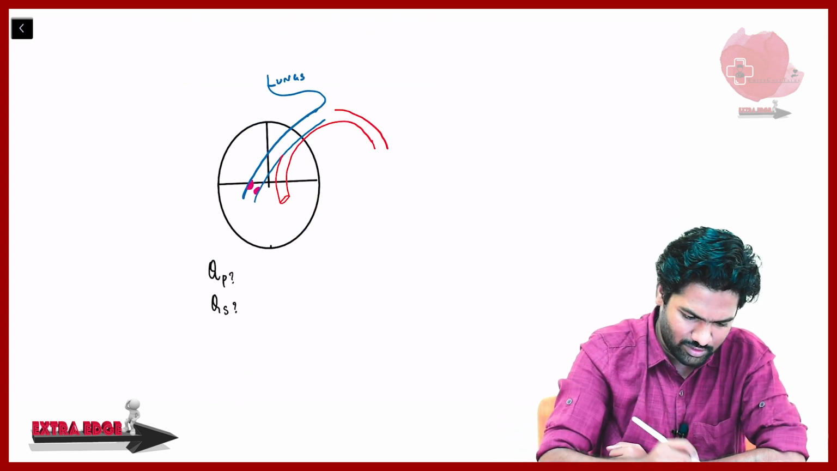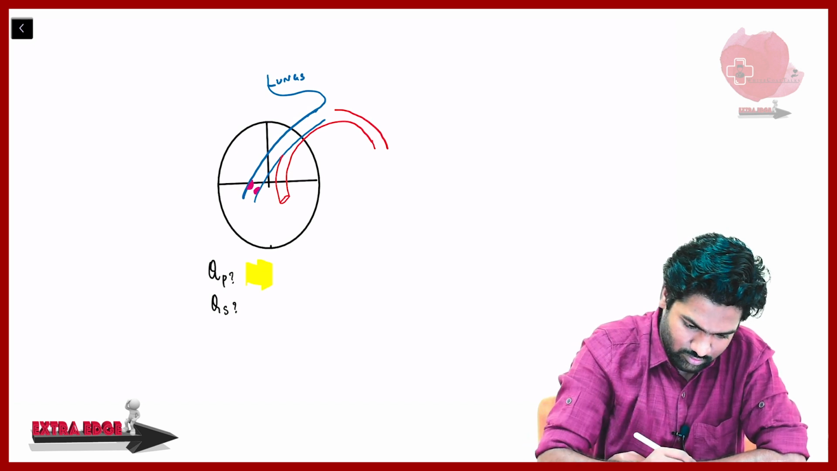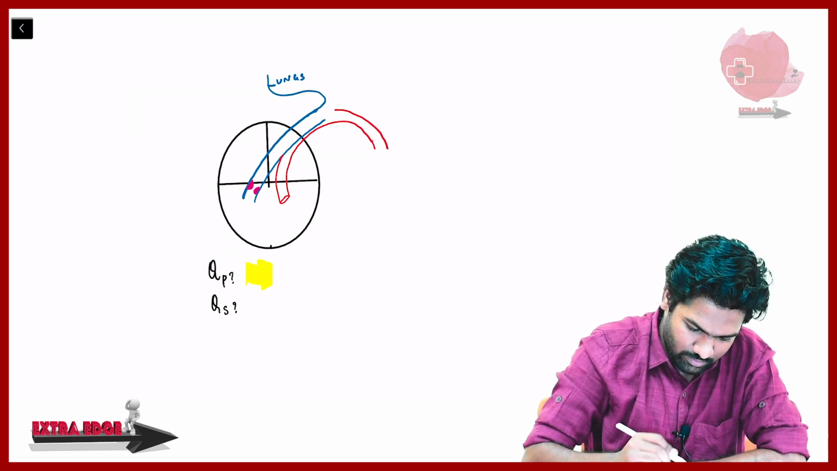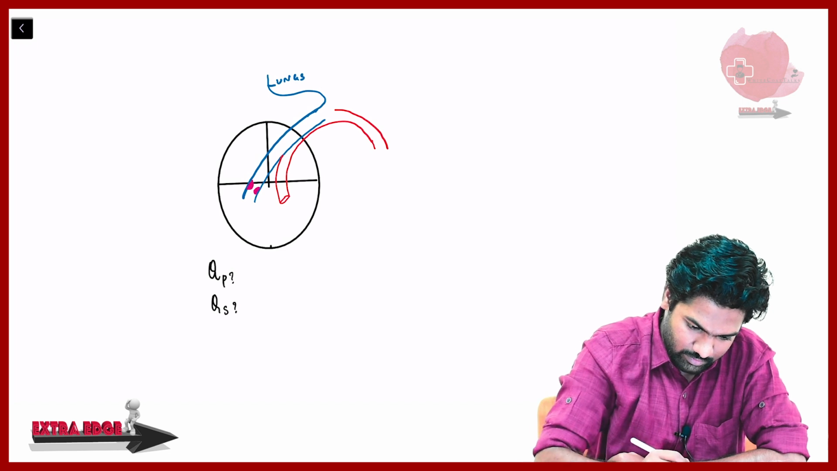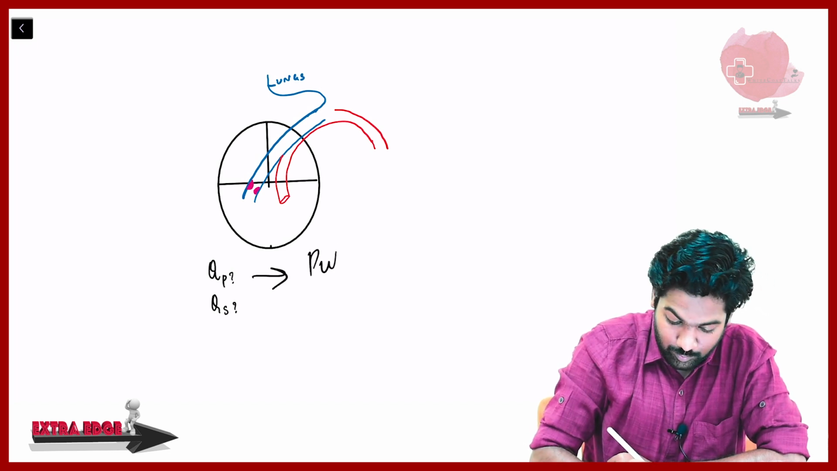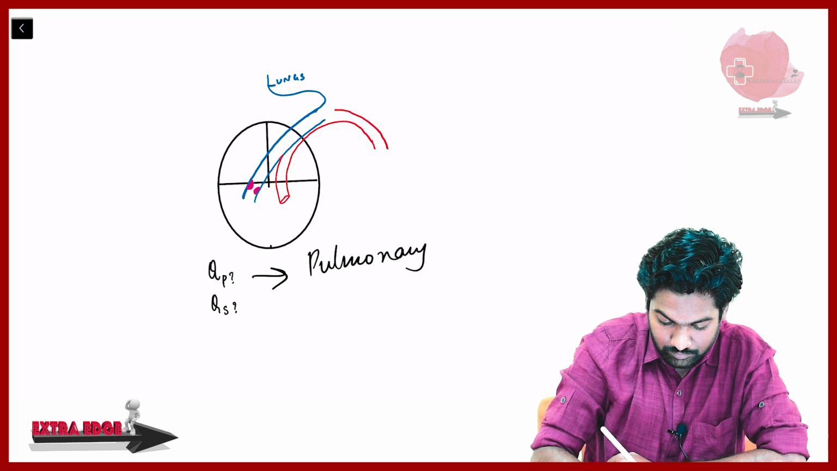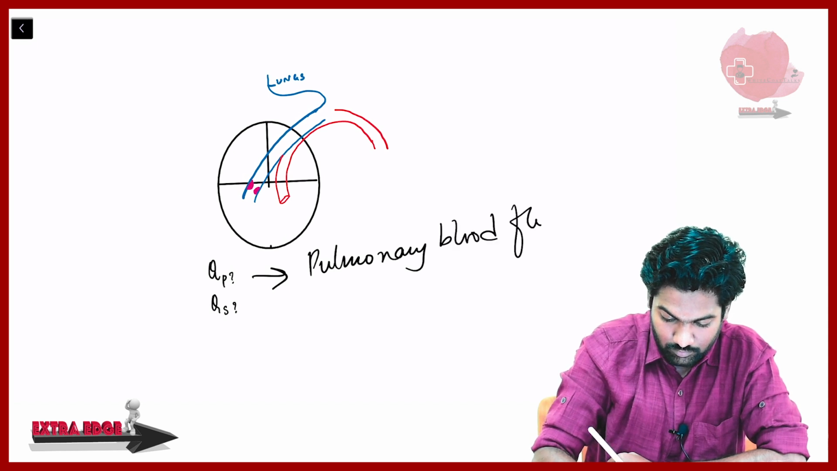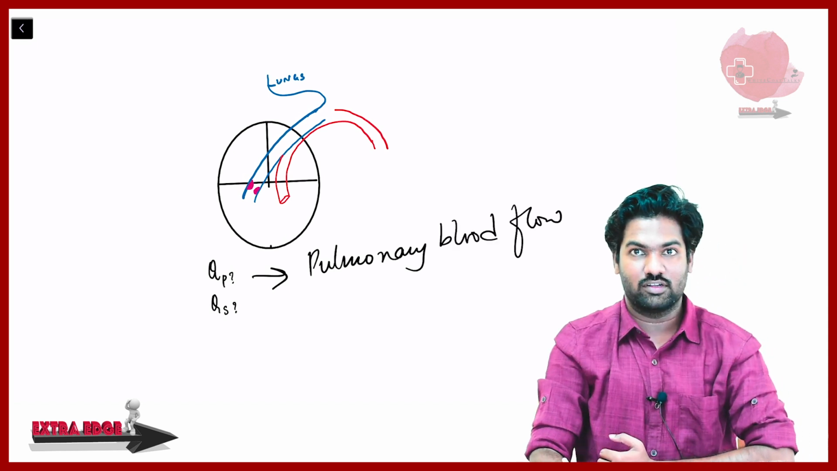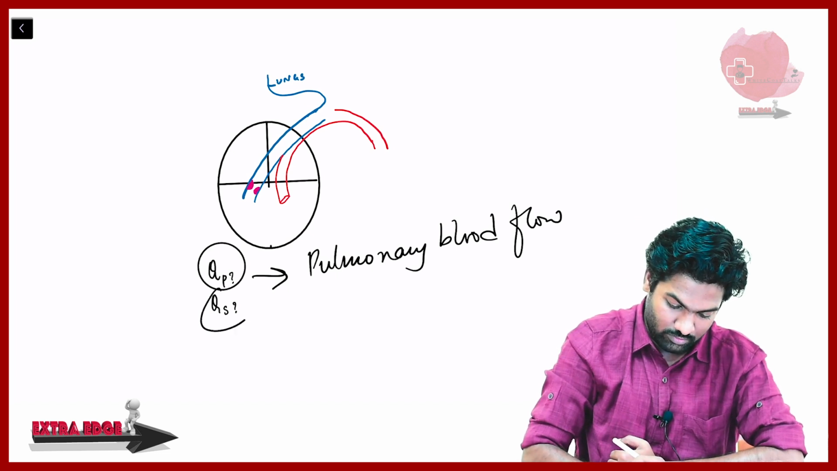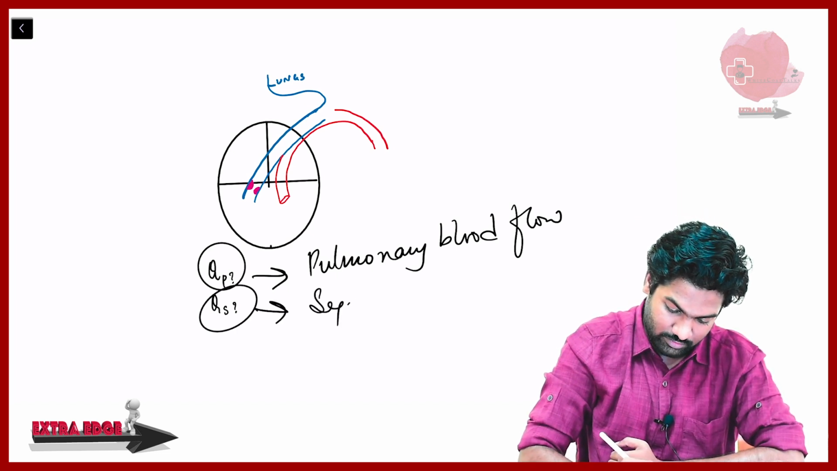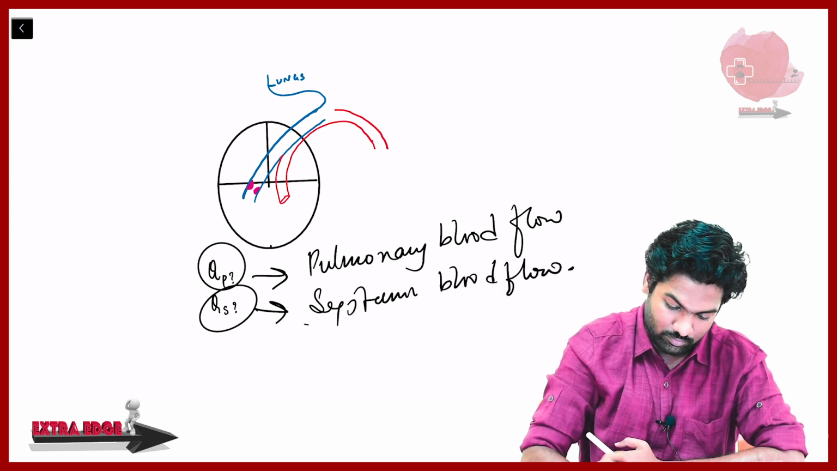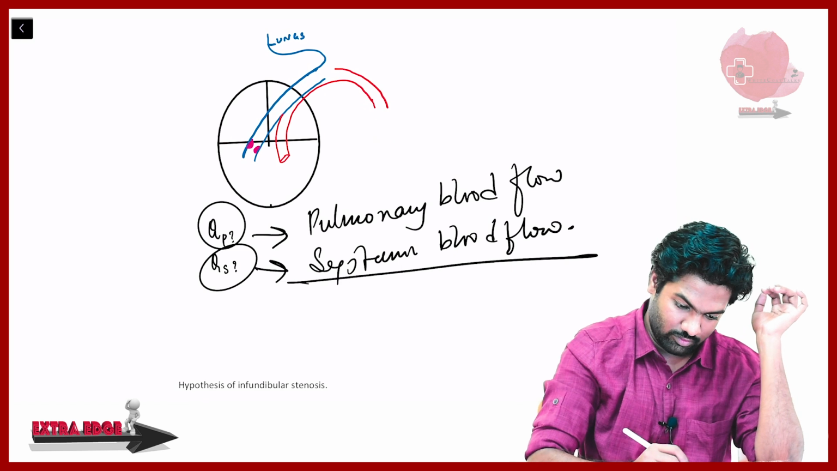I have written something called QP by QS. QP is the pulmonary blood flow. Q is nothing but the perfusion or flow, and QS is the systemic blood flow. Okay, you have seen it here.